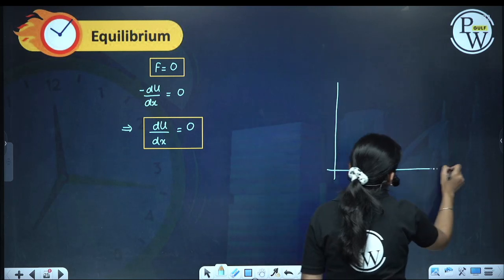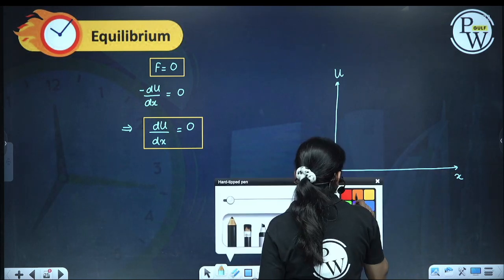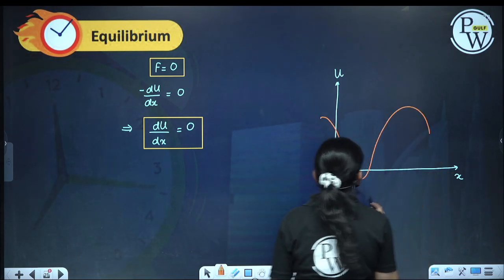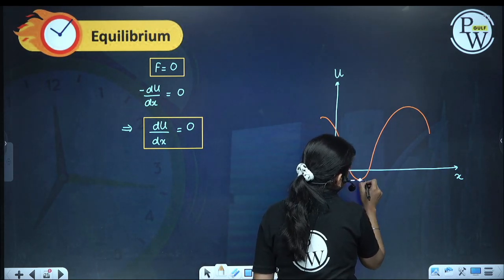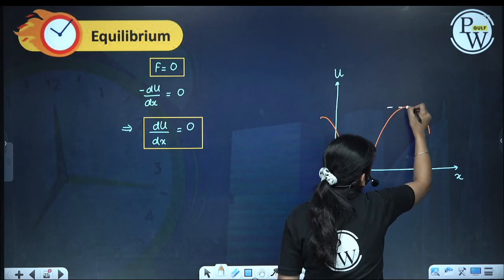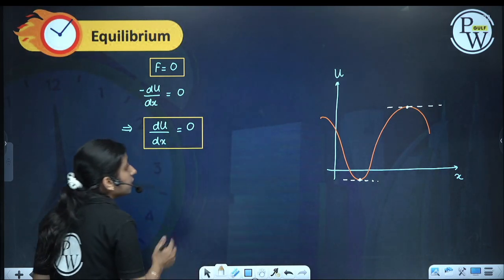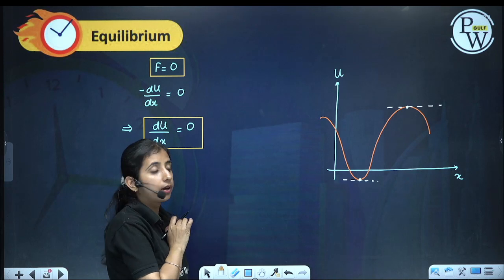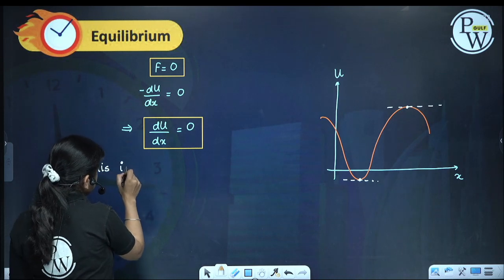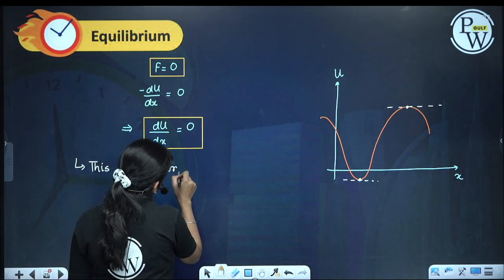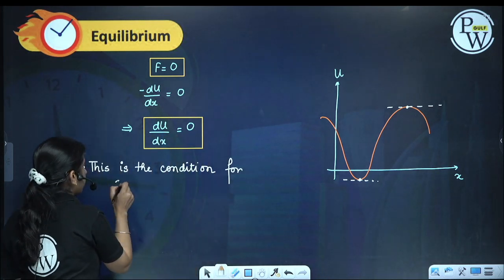So if we have a curve between U and x, where is my dU/dx 0? At the maxima and minima. It means the slope of the U-x curve will be 0. This is the condition for equilibrium.